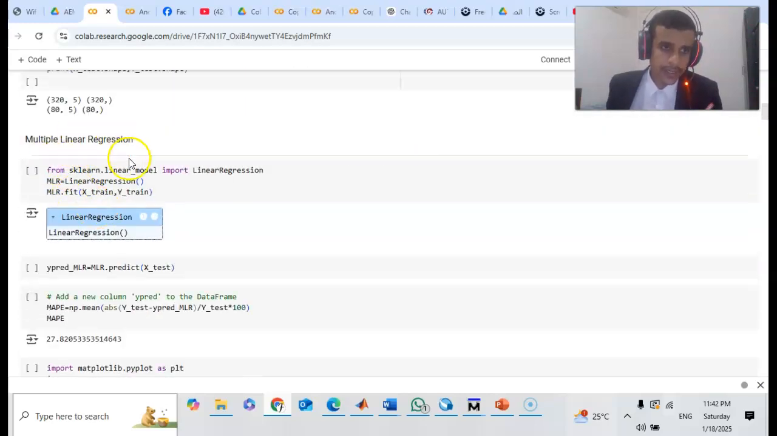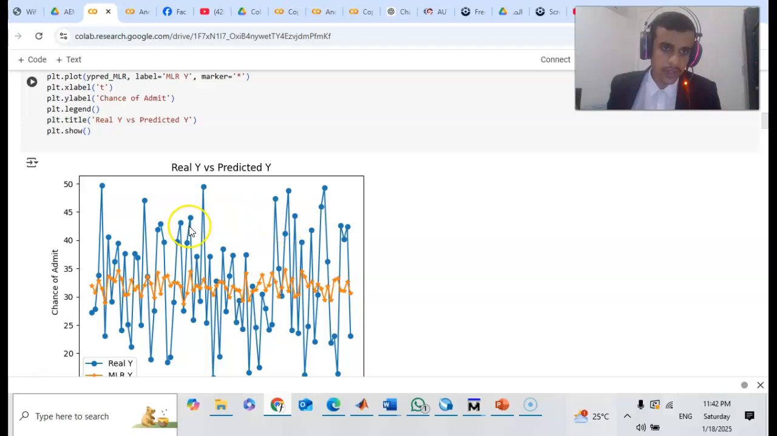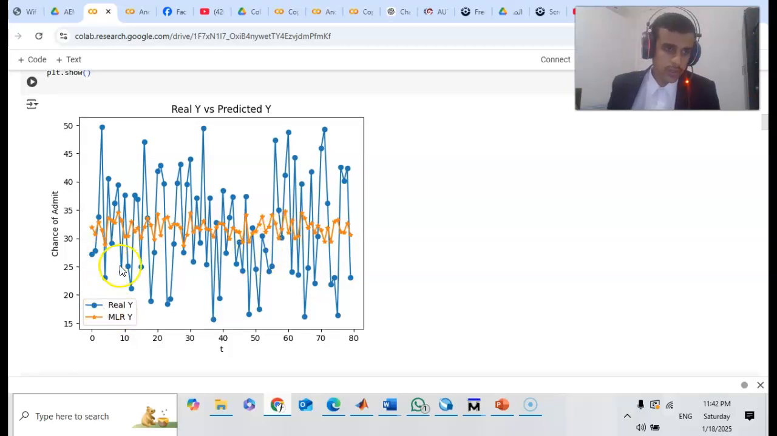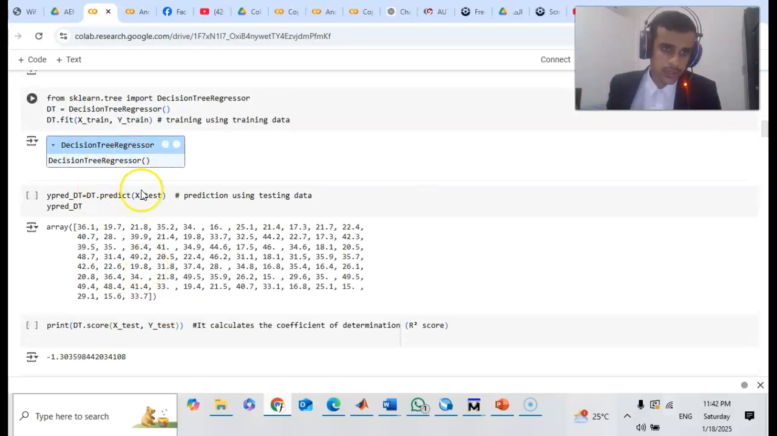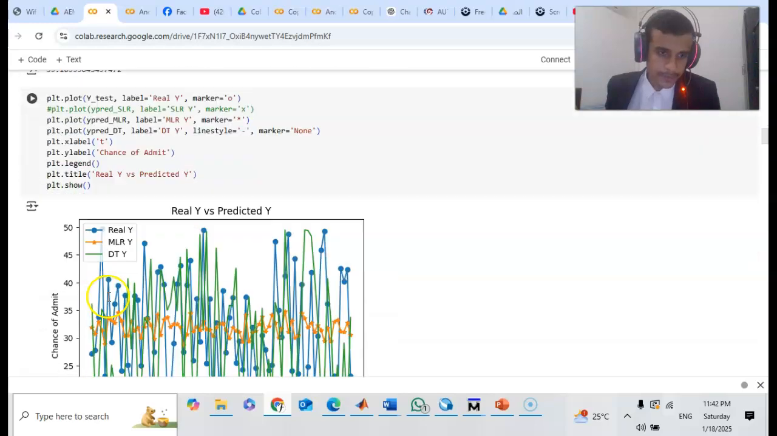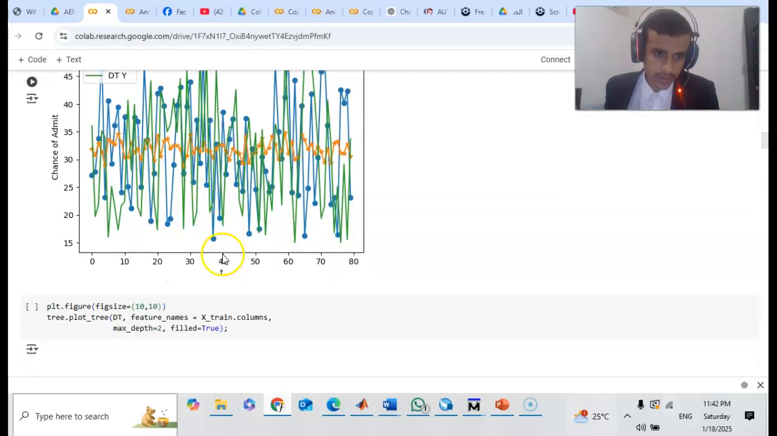For multiple linear regression, as you can see here, the MAE is 7.8220. This is the graph for MLR: the real Y and predicted Y are in red color and the MLR Y in orange color. And for decision tree regression, the MAE is 391099. This is the graph, with red, orange, and the DT Y in green.